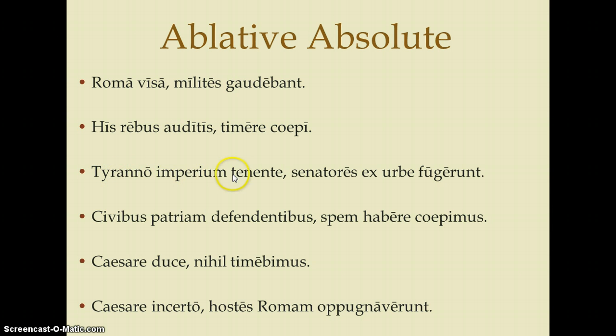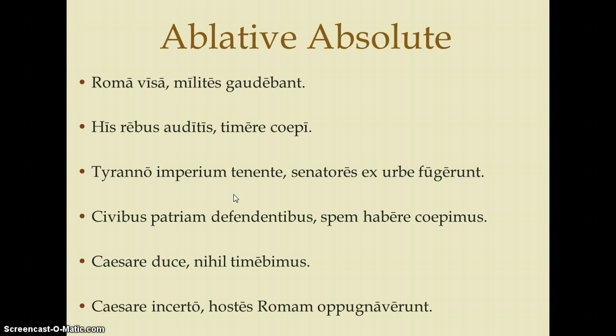Tyranno imperium tenente senatores ex urbe fugerunt. We have our main sentence, the senatores ex urbe fugerunt, the senators fled from the city. And then we have our ablative absolute. We want to translate our ablative noun and our ablative participle, this participle being in the present active. So with the tyrant holding power, the senators fled from the city.